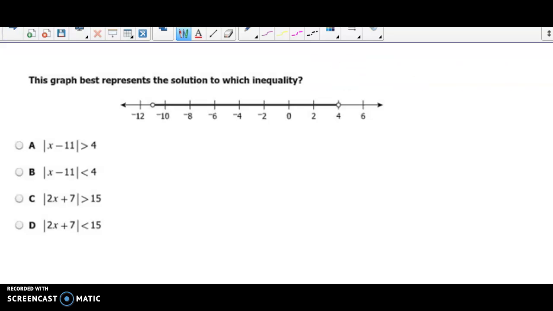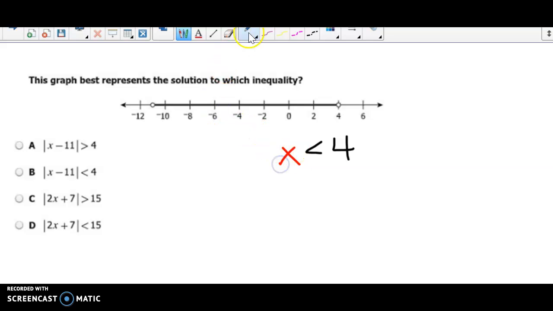All right, for question number 16, when we're looking at this, we want to know which graph best represents the solution. Okay, so we're going to plug each one of these into Desmos and see which one matches it. So it looks like it's an open circle on 4. So when we come back here, we're going to write this, so we're going to have 4. So we have an open circle on 4, so we don't have a line underneath our inequality.